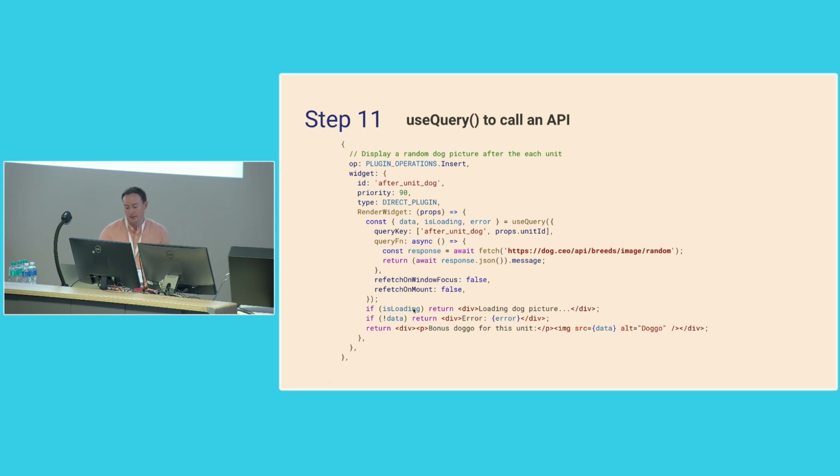And then here you can see how we handle the loading and the error states. So if we're still loading the data, just return a div that says loading. If the data is not there, that means there must be an error, because only one of those three things is truthy at any time. So display the error message, and otherwise display the picture of the dog, and we get the URL for that picture from the API.